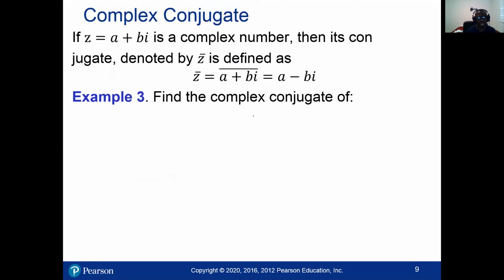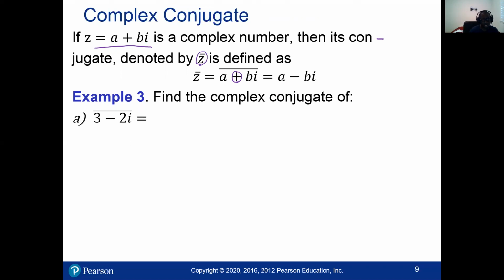Okay, the conjugate of the complex number z equal to a plus bi is denoted by a bar on top: the bar over a plus bi. And it's equal to just the same, except that you change the sign to the opposite sign. So if it is positive, it becomes negative. If it's negative, it becomes positive.